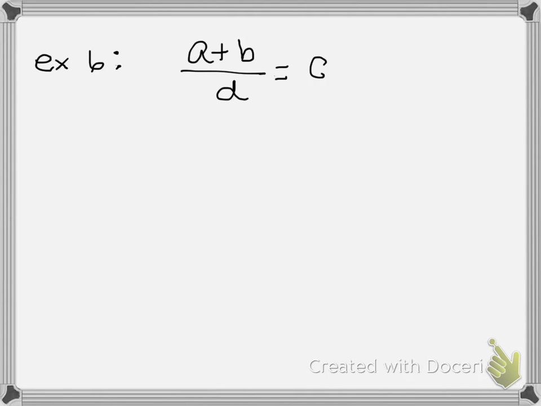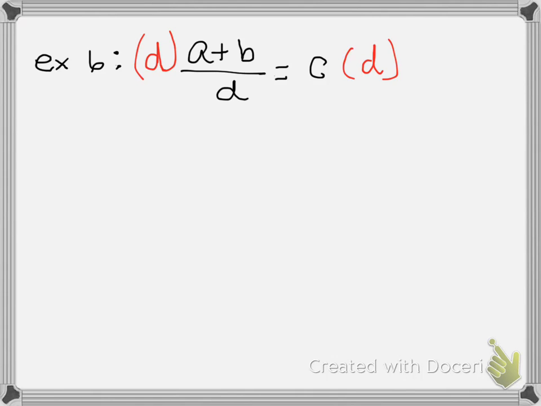Alright, last one. This is the special case that we talked about in one of the other classes. This is one of the rare ones where we will not add or subtract first. We will get rid of the bottom, the denominator, first. And it's being divided by d. So what's the opposite of divided by d? It's multiplied by d.